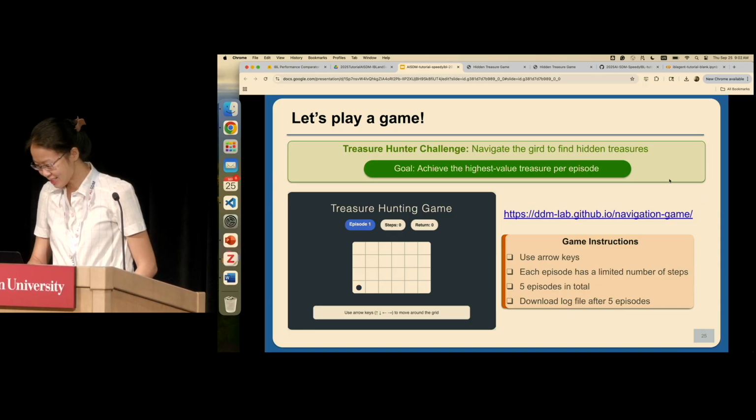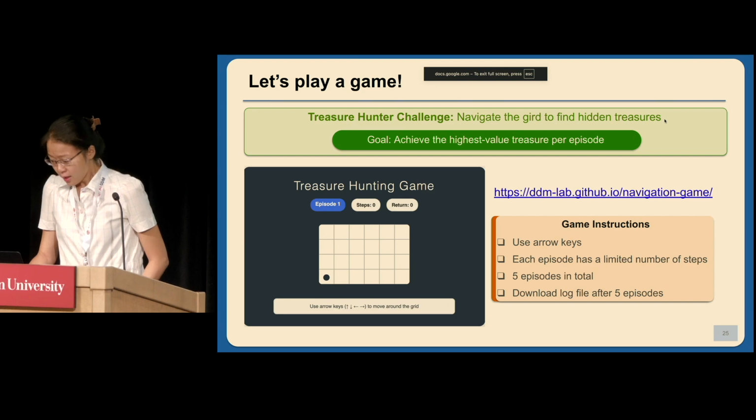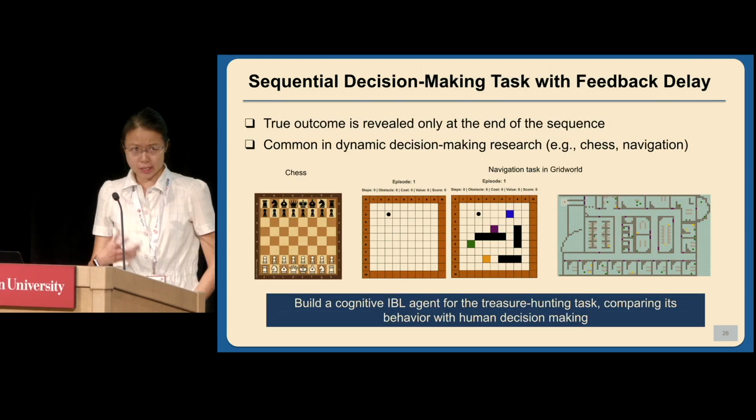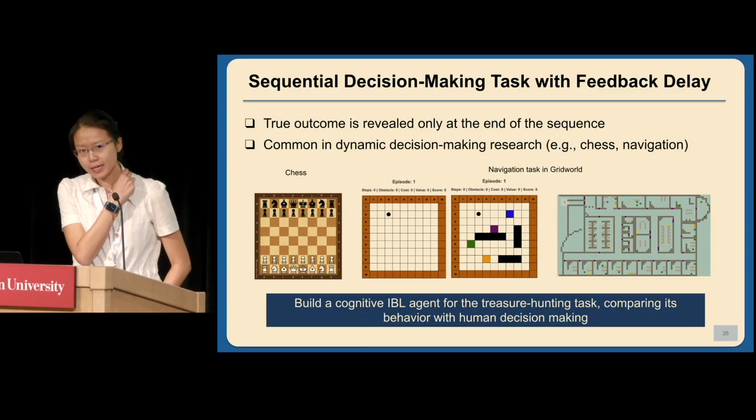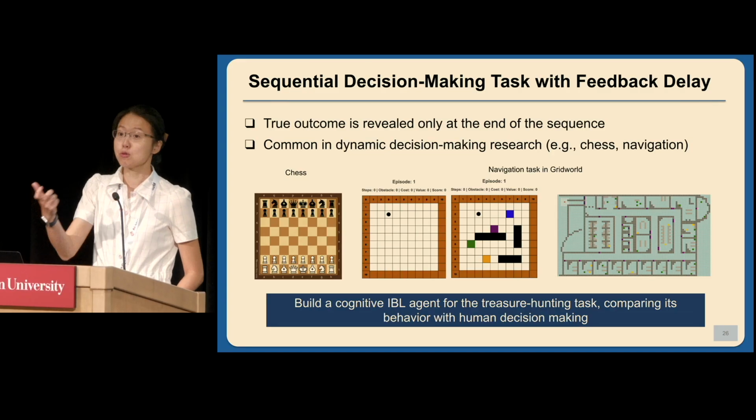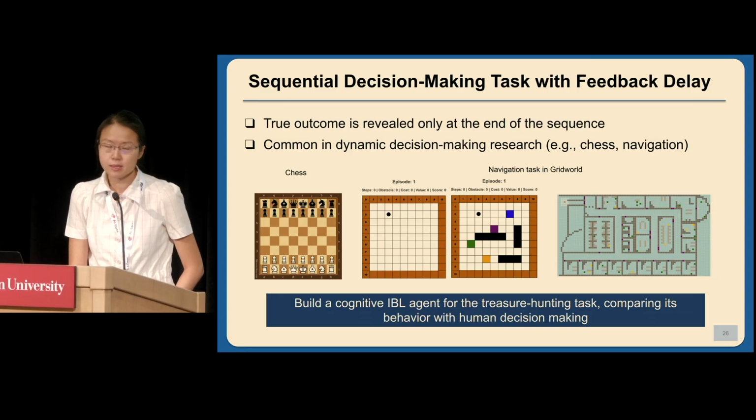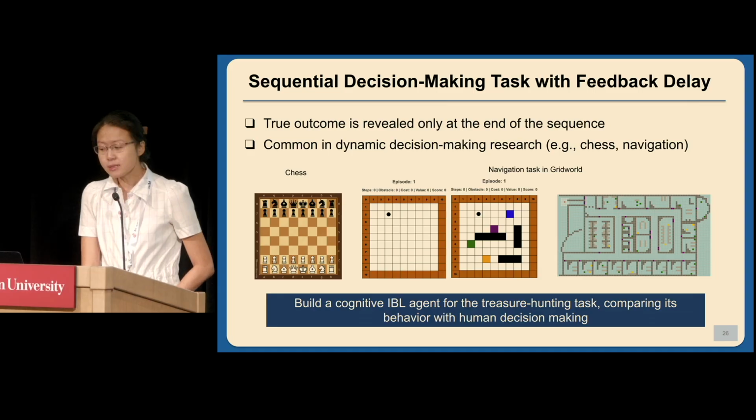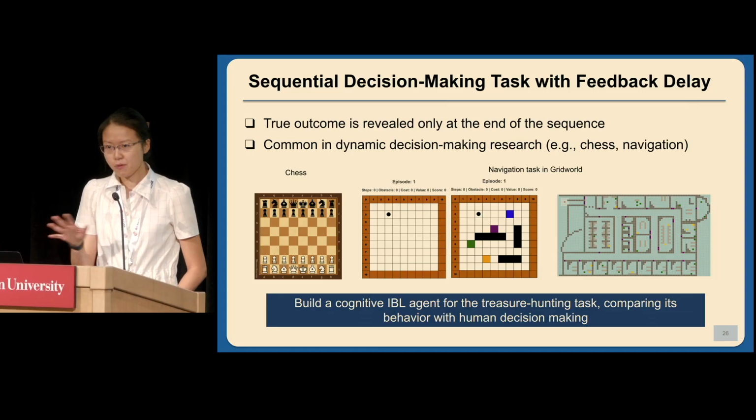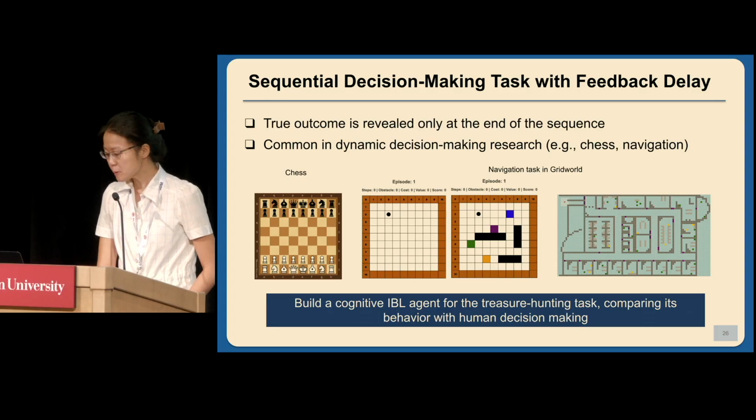So the goal here, this type, we call sequential decision-making with feedback delay, where you take a sequence of steps and the true outcome is only revealed at the end of the sequence. This is very common in dynamic decision-making tasks. You can see that there are different applications, and the navigation task is one example.